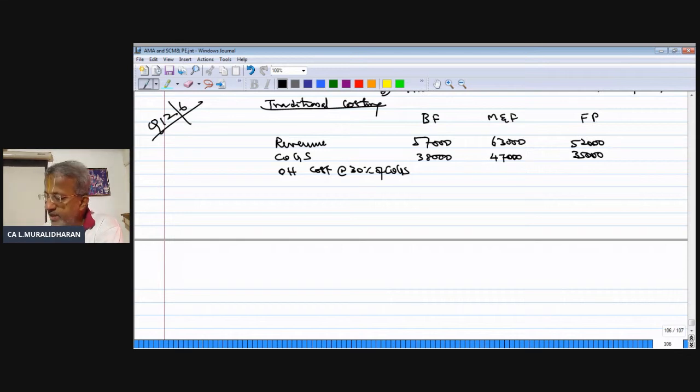Apply 30%, you get 11,400, which is given in the problem. 47,000 into 0.3, 14,100. 35,000 into 0.3, that comes to 10,500. Profit is the balancing figure. So 57,000 minus 38,000 minus 11,400, that should give you profit of 7,600, balancing figure.